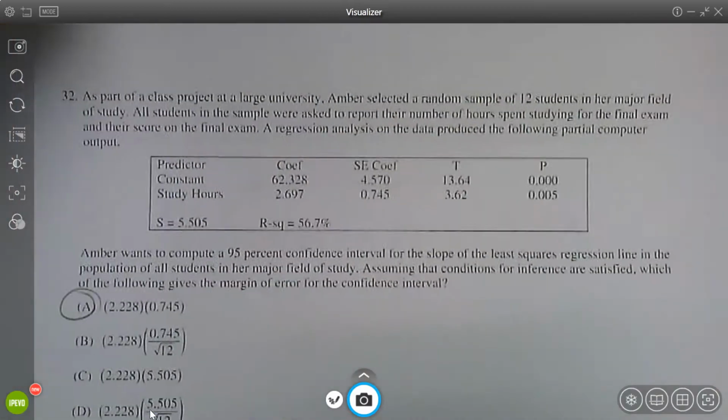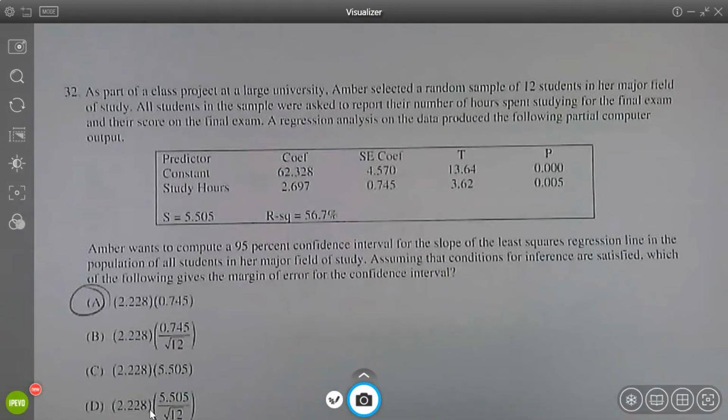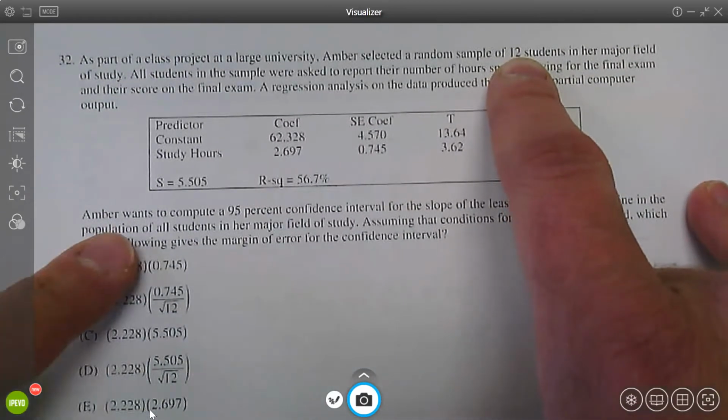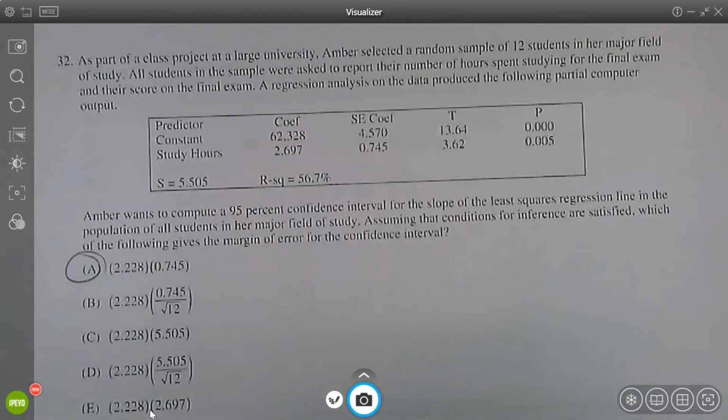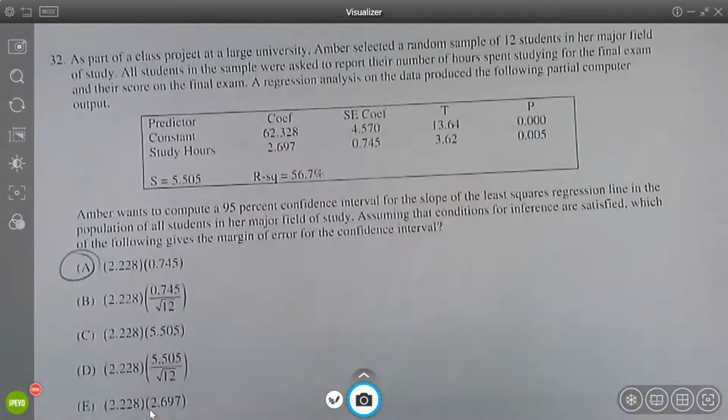Let's take a look at questions 32 through 40. They want a 95% confidence interval for the slope. So the critical value you don't even need to worry about. It would be inverse t of 0.025 with 10 degrees of freedom, minus 2, but you don't need to worry about that. They're all the same. So you're just looking at the standard error of the slope. There's the slope, there's the standard error of the slope. Choice A.